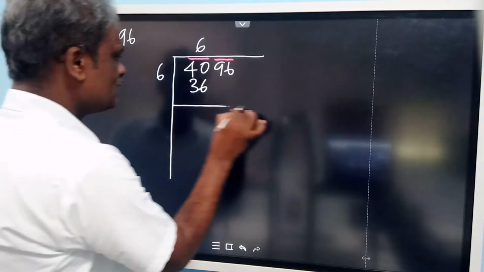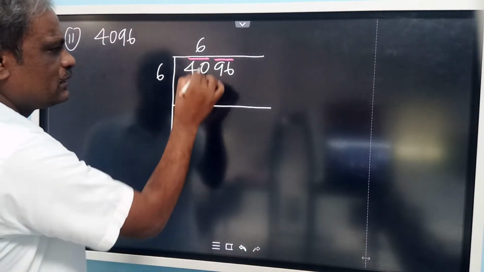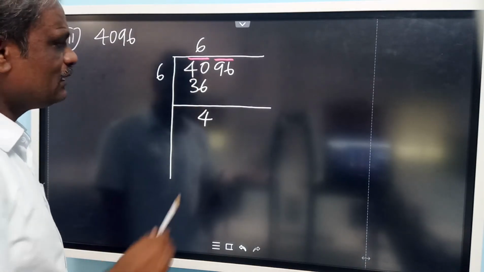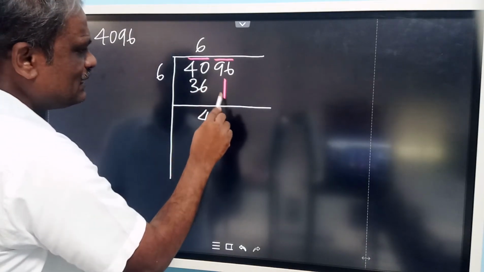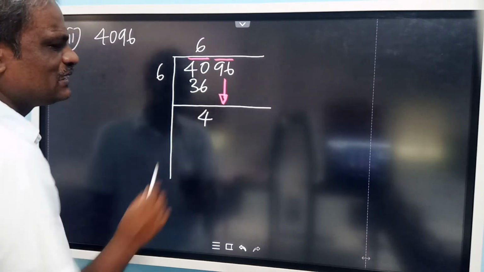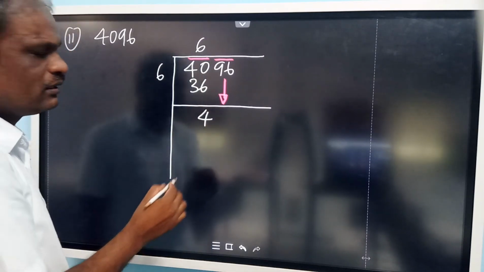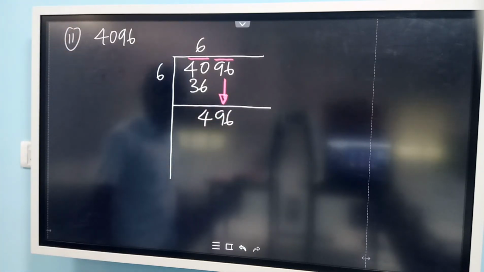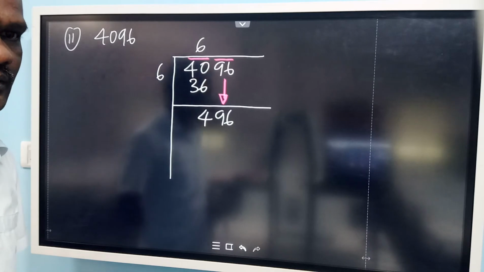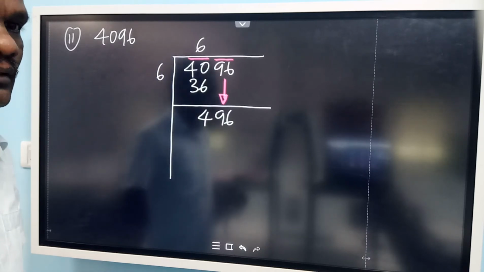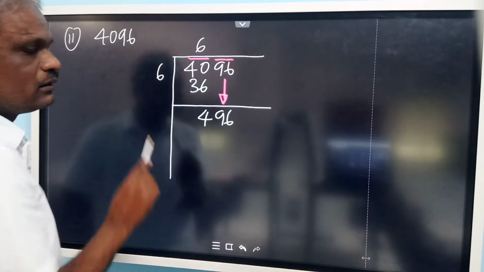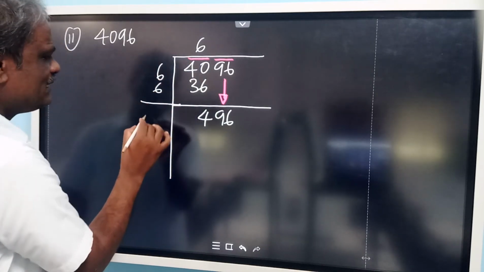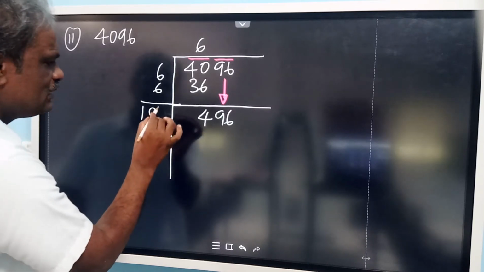Now what is the next step? Subtract here: 40 minus 36 is 4. Then bring down this 96. Bring down that 96 right adjacent to the remainder, so it becomes 496. After that, what is the next step? Double the divisor. 6 plus 6 is 12. Now there is a blank place here.